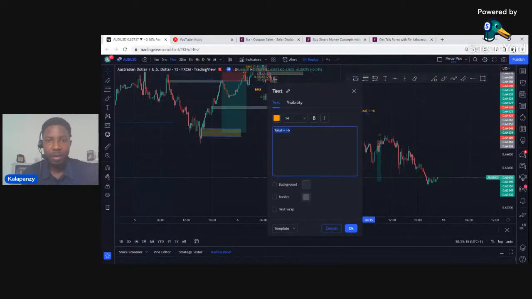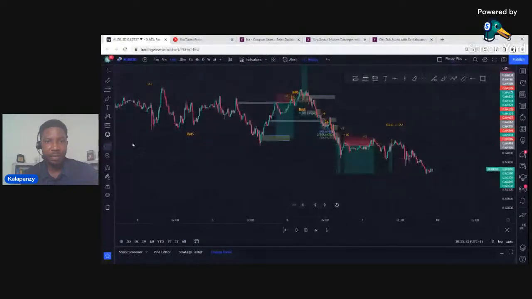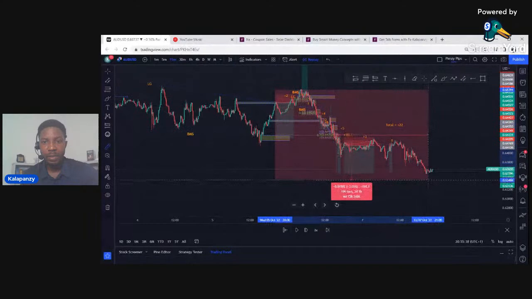So total of 22. What is 22 here? 22 times my risk. So it therefore means that if I was risking 1% per trade, I'll be making 22% in profit, just following the market the way I've followed it now. The next question is, let's see how long all of this has taken from here all the way to this point. 2 days and 45 minutes.